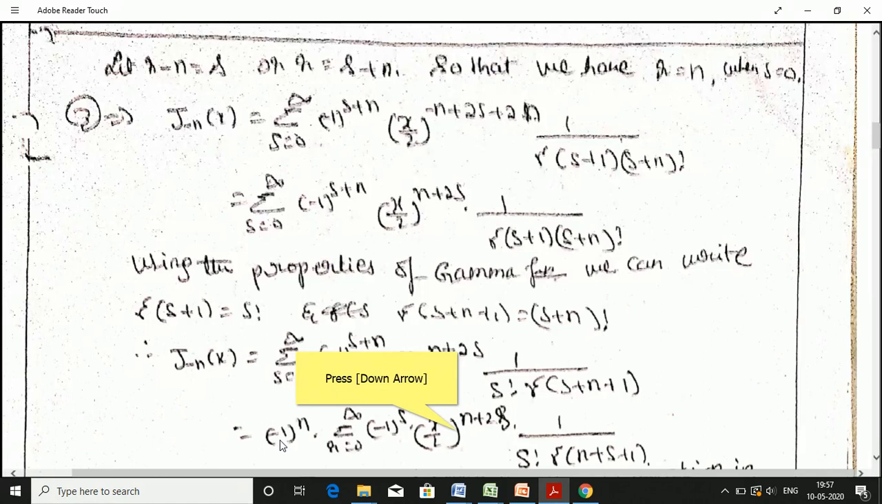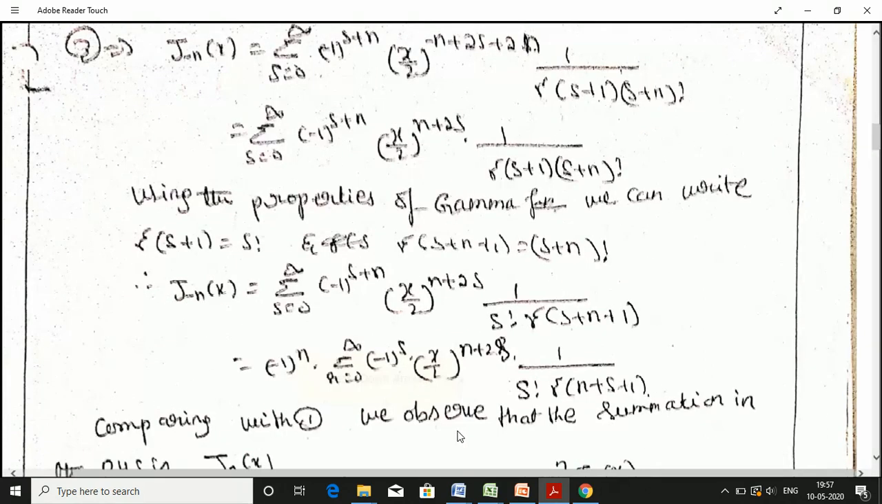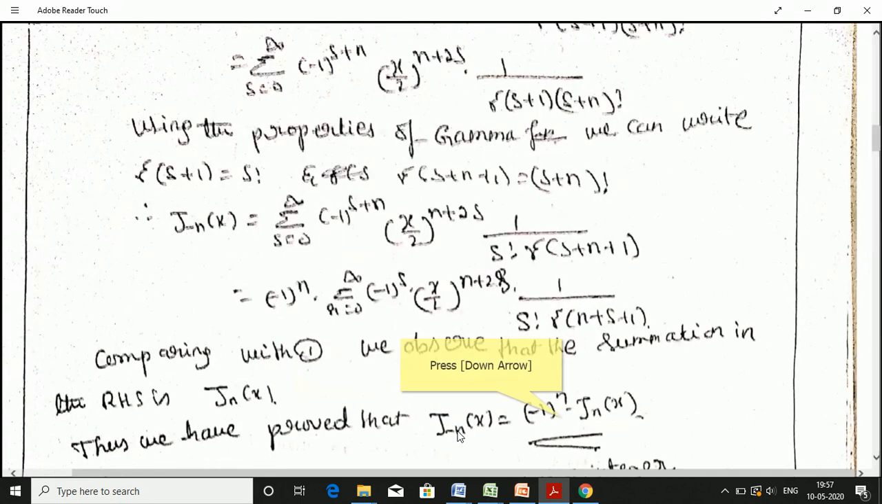Taking minus 1 power n outside, minus 1 power n into summation, instead of s I can replace it by r, r equal to 0 to infinity minus 1 to the power of r into x by 2 to the power of n plus 2r into 1 by r factorial into gamma of n plus r plus 1. Both are the same. This is nothing but Jn of x. Comparing this with equation 1, hence J minus n of x is equal to minus 1 power n into Jn of x.